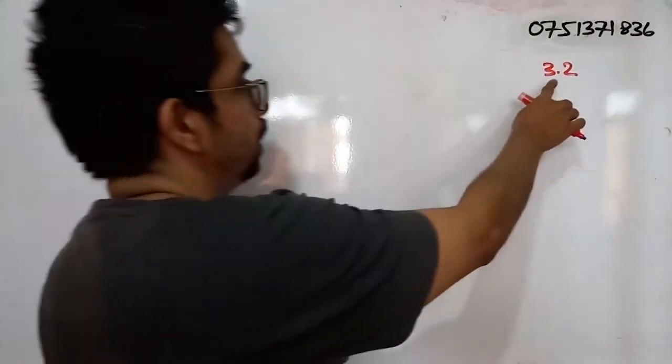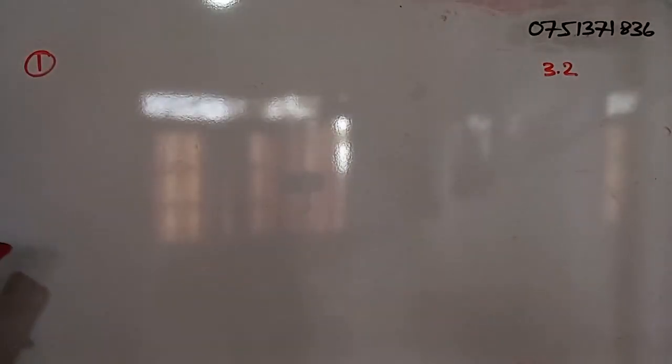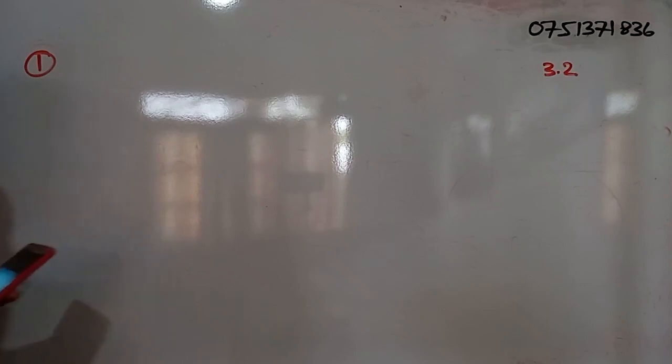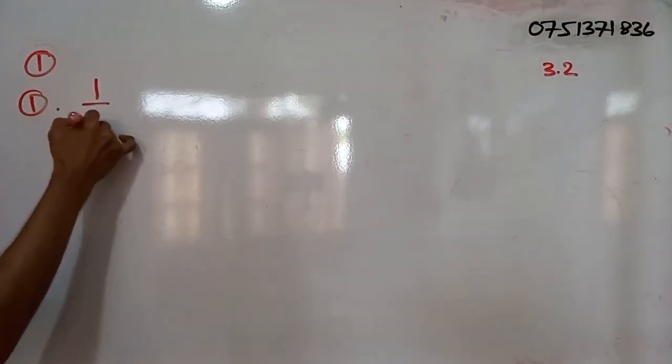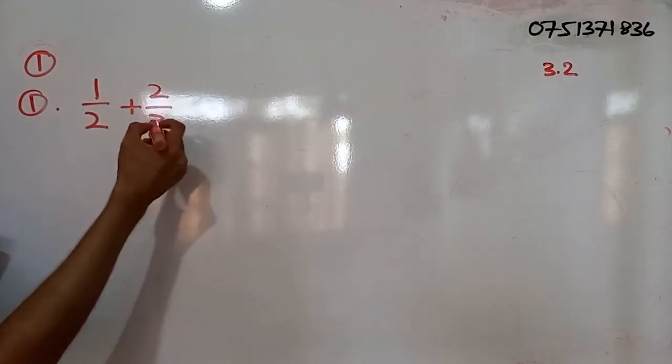Grade 9, third lesson, fractions, exercise 3.2. Okay? Question number 1. Simplify and write the answer in the simplest form. Okay. Part 1. So we have 1 by 2 plus 2 by 3.